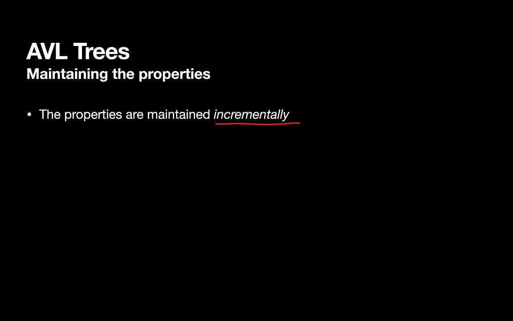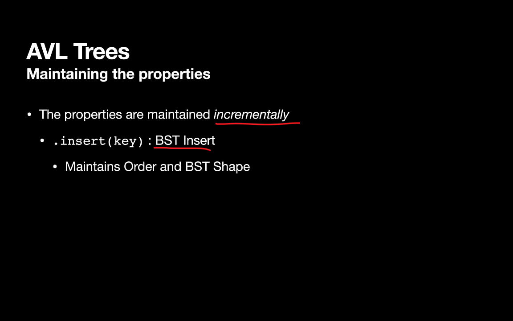So basically what we're going to do is focus on our operations, like the insert, and we'll start with the binary search tree insert that we've already worked with. That binary search tree insert takes care of two things. It makes sure that new nodes are added in the proper order, and it also ensures that we've still got a binary search tree. So that's two of the three things that we need to maintain for our AVL tree. The third thing we need to maintain is this idea of balance.